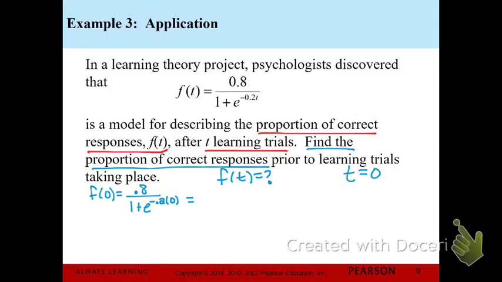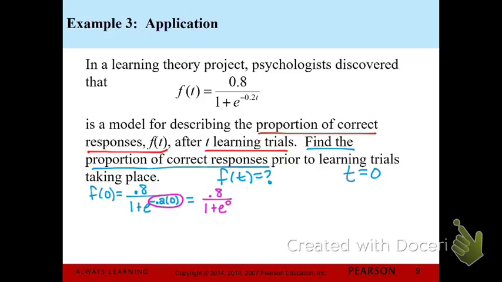We're just going to work one piece at a time here. What am I going to do first? One step at a time. Don't try to do too much at once. You're going to deal with the exponent first. So we still have our 0.8 on top over 1 plus e to the, what is negative 0.2 times 0?